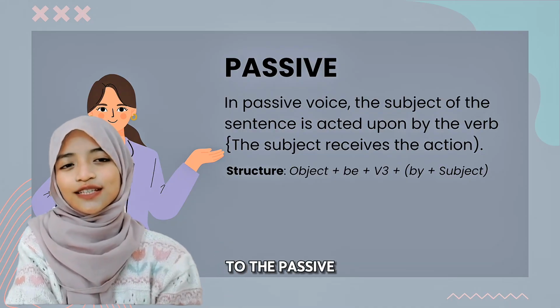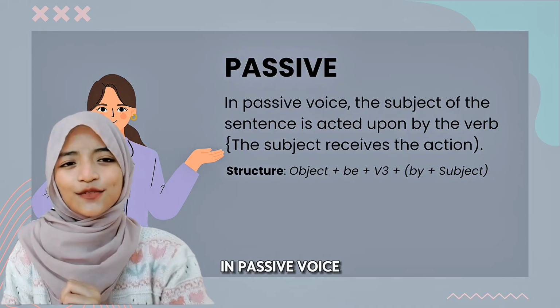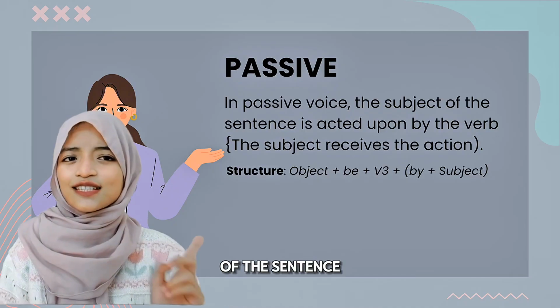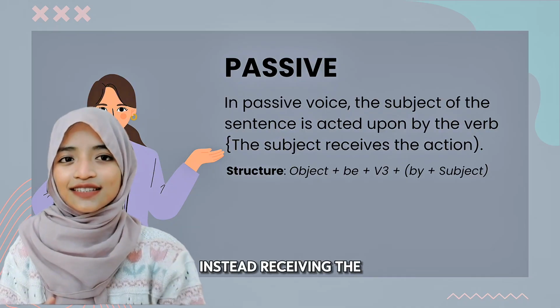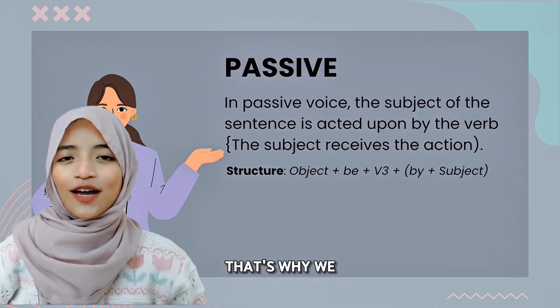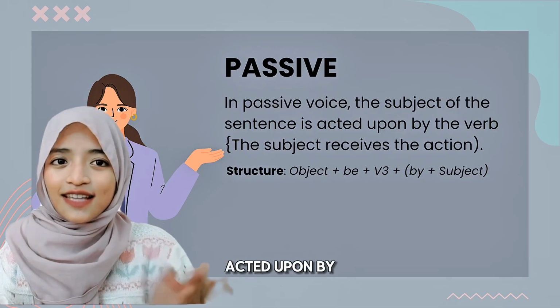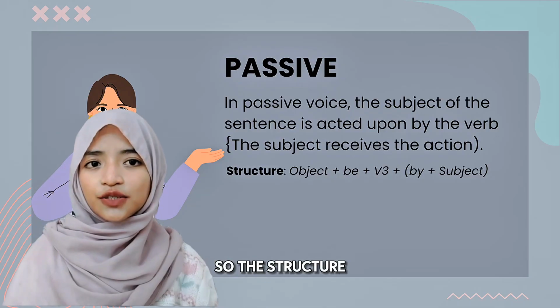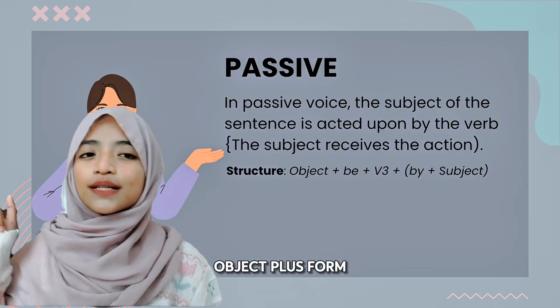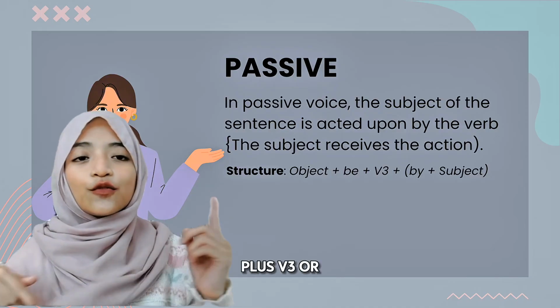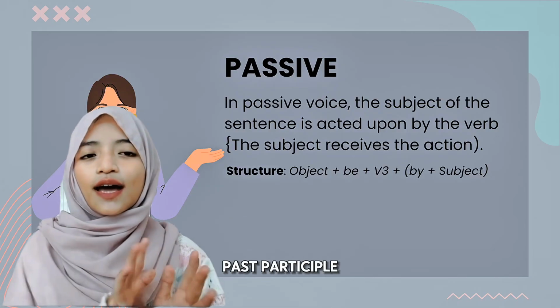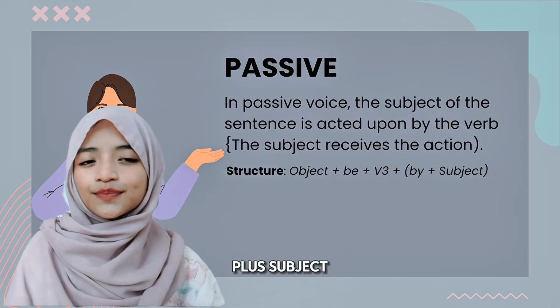Now let's move to the passive voice. In passive voice, the subject of the sentence is not doing the action anymore, instead receiving the action. That's why we say the subject is acted upon by the verb. So the structure is object plus form of be plus verb 3 or past participle, plus by plus subject.